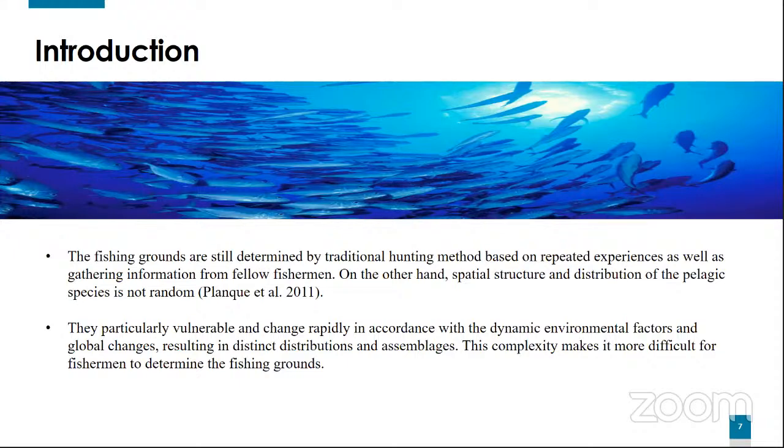So on the other hand, spatial structure and distributions of the pelagic fishes is not random. Okay, jadi taburan ikan ni dia bukan random. Okay, so they are particularly vulnerable and change rapidly. Dia berubah dengan cepatnya bergantung kepada dynamic environmental factors and global changes resulting in distinct distributions and assemblages. So this complexity makes it difficult for the fishermen to determine fishing ground.